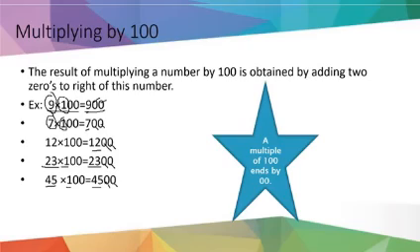A multiple of 100 ends with 2 zeros. Pay attention, look at the multiples of 100. Multiples of 100 end with 2 zeros.